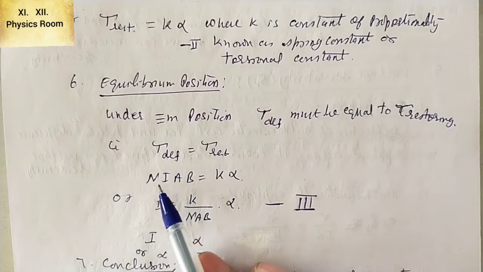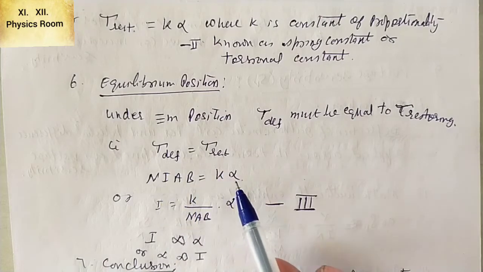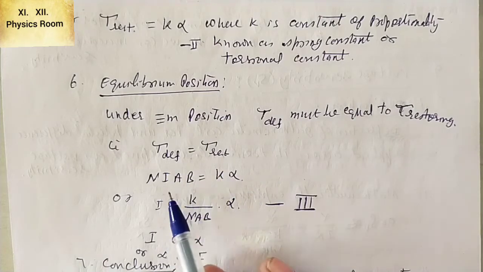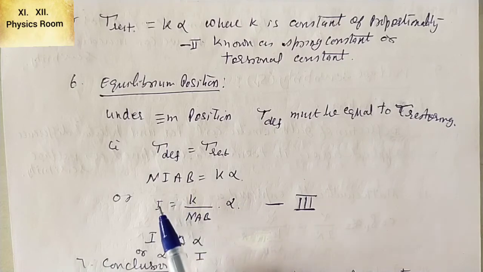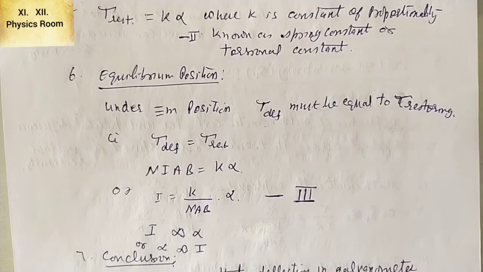Tau deflecting is NIAB and tau restoring is K alpha. So we equate the two, and from here we find the value of I. I is equal to K divided by NAB into alpha. Let us mark it as equation number 3.